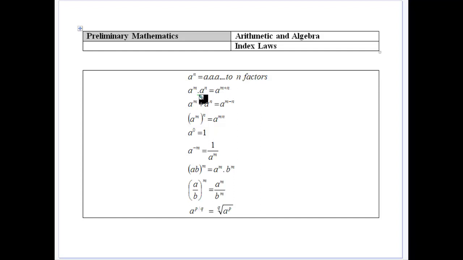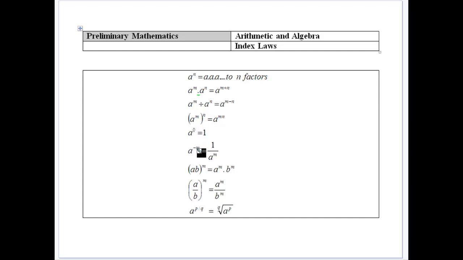Remember that if you're looking at what that is, that's a dot product. So just remember that one. So it's the same as multiplication. If we divide, then our indices subtract. If we've got the bracket here, then we're going to have to multiply our powers, because it's a to the m all to the power of n, so it's a to the m, n times, multiplied by itself n times.